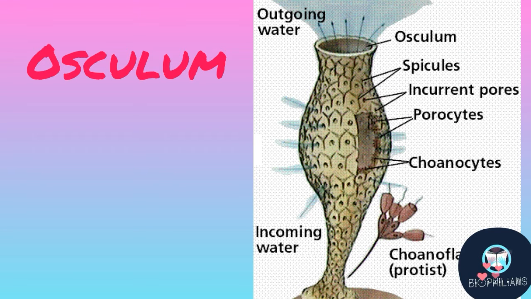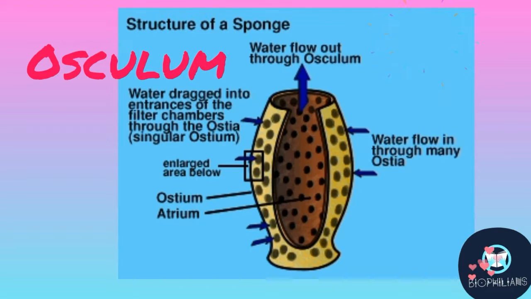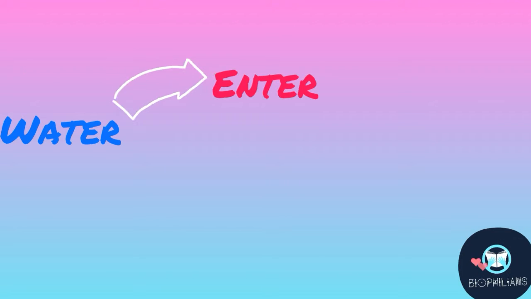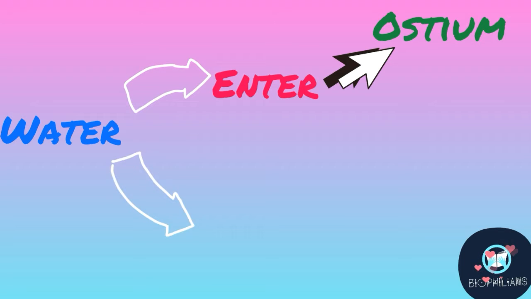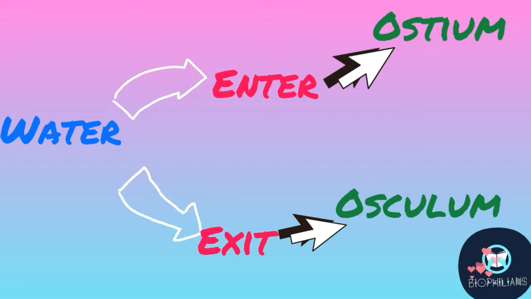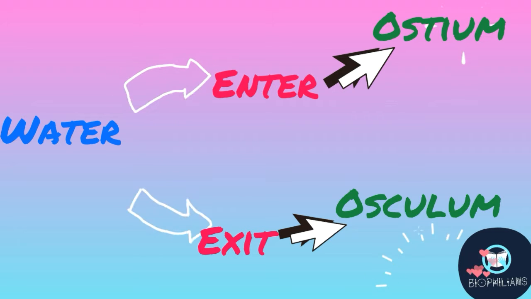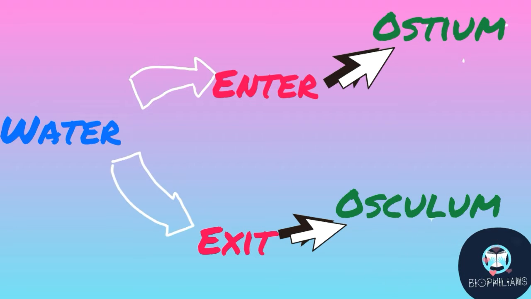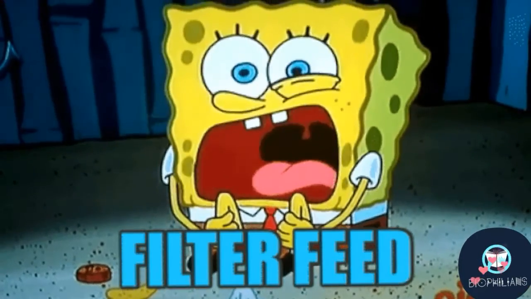Another specialized part is the osculum. Water exits the sponge out of the large opening at the top called the osculum. So, water enters from the ostium and goes out from the osculum. Don't confuse between both the terms, ostium and osculum.